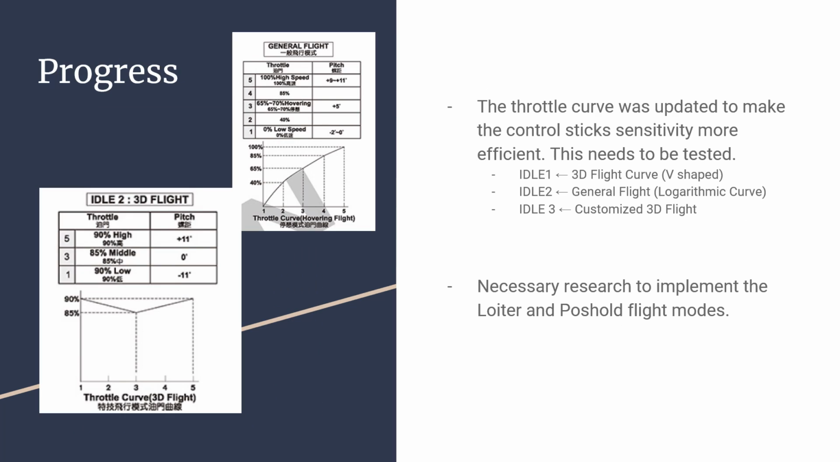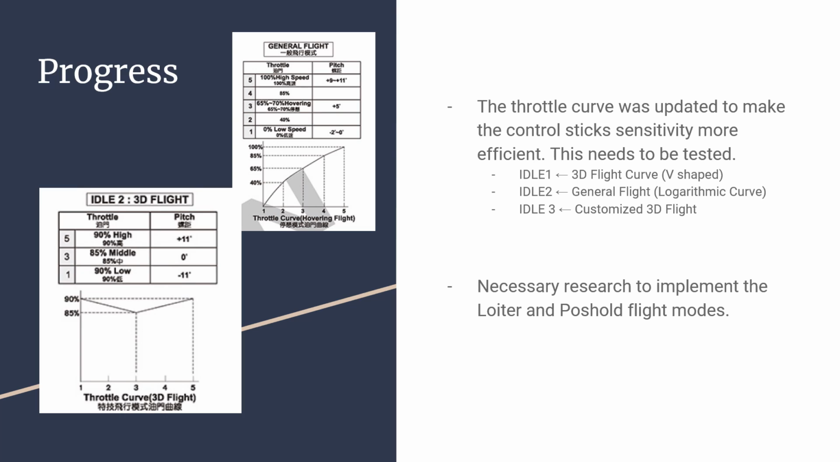Despite all of these problems, we have been able to make some progress. We have been able to update the control stick's throttle curve and have been working towards identifying other key elements necessary to implement both loiter and pause hold flight modes, two basic but essential flight modes which will help us achieve our desired position command flight mode and make the brake mode work as an additional safety measure.